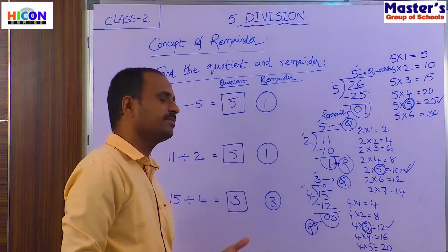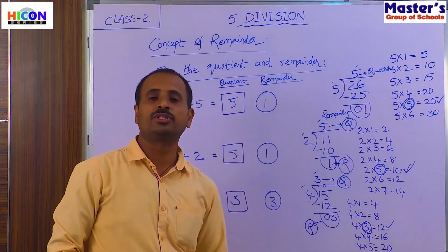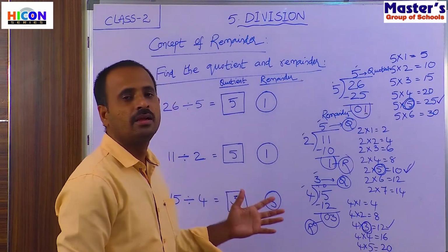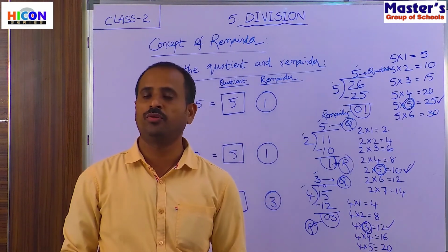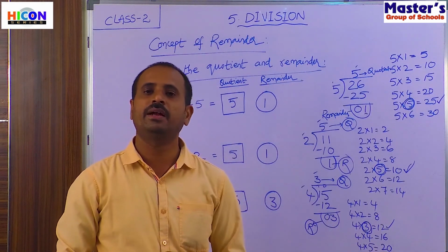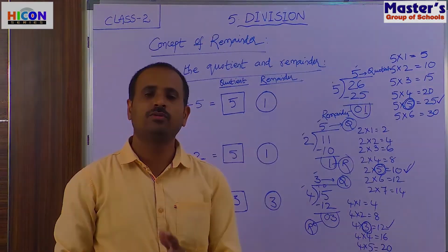So children, in this way, we can find the quotient and remainder in the given division. And there are some more problems here, and practice those problems at your home. Those problems will be given in your PDF. Practice the remaining problems at home as homework.